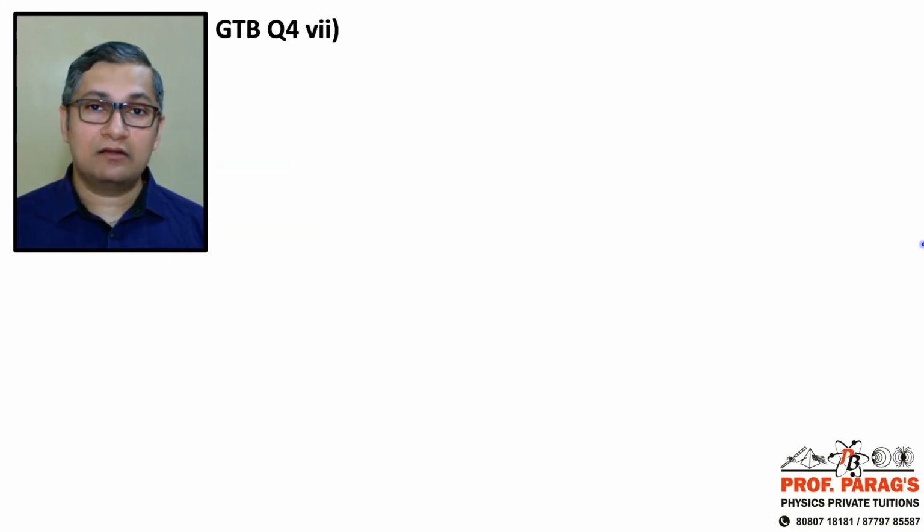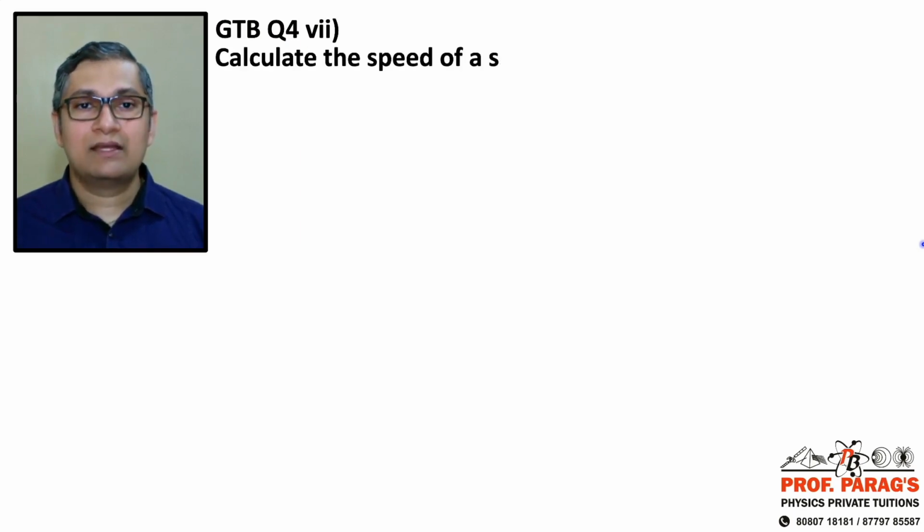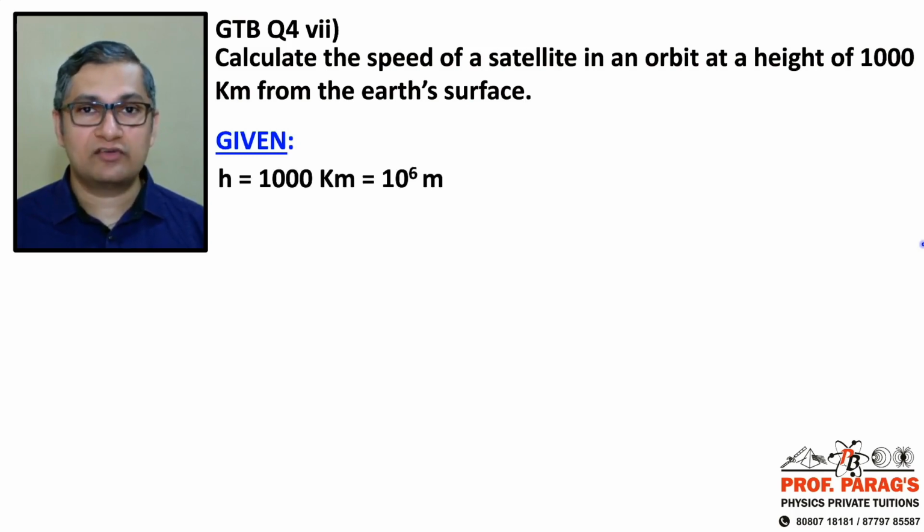One last numerical we will take is again textbook question number 4, the seventh one in it. Calculate the speed of a satellite in an orbit at a height of 1000 kilometers. So please note here, the height is given, not the radius of the orbit. The height from the surface of Earth is 1000 kilometers. Now kilo means 10 raised to 3, and there are 3 more zeros here. So 10 raised to 3 plus 3 will become 10 raised to 6 meters. Okay, in meters, meters is the SI unit.